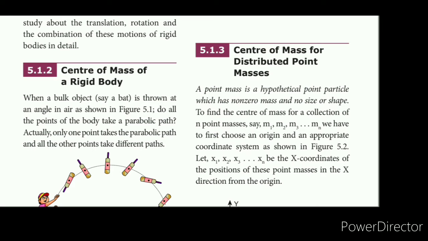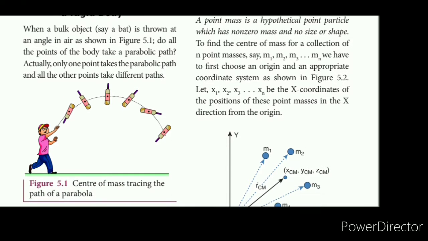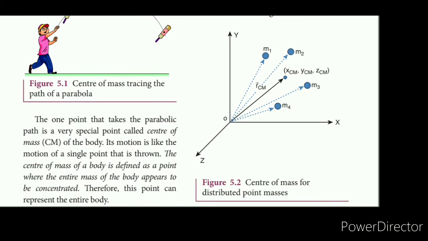What is meant by center of mass? It is nothing but the whole mass of an object acting at the center of the object. The center of mass of a body is defined as the point where the entire mass of the object appears to be concentrated.